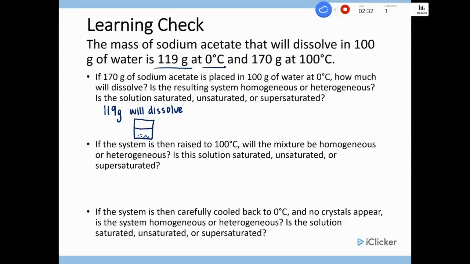It's not supersaturated, it's not holding it. It's just sitting in the bottom.